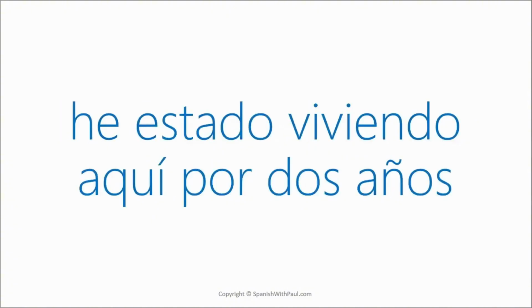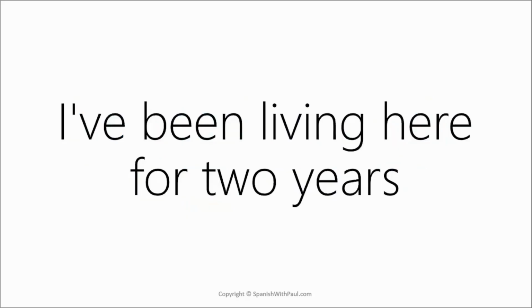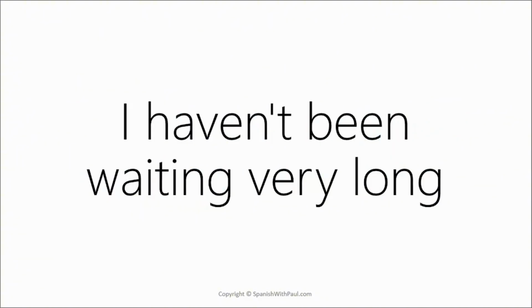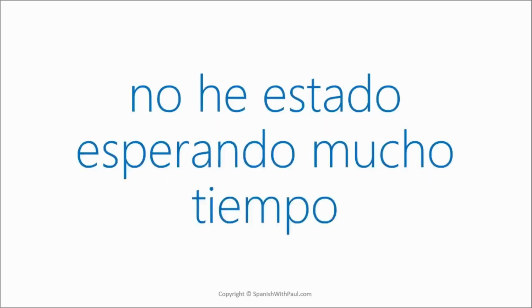He estado viviendo aquí por 2 años. So you can see that we are following the English pretty much exactly word for word. I have been living, so he estado viviendo, and then here for 2 years, aquí por 2 años. We could also have something like, I haven't been waiting very long. How would you say that? No he estado esperando mucho tiempo. Here you could also say por mucho tiempo if you wanted to.